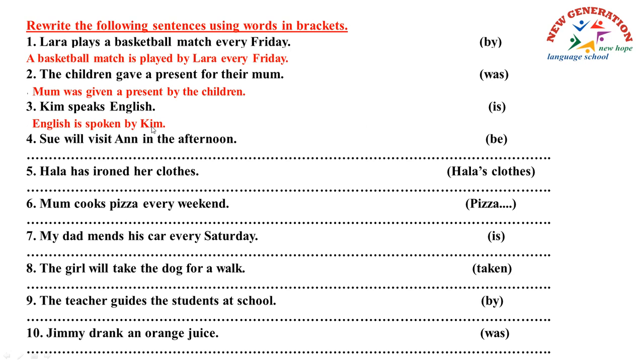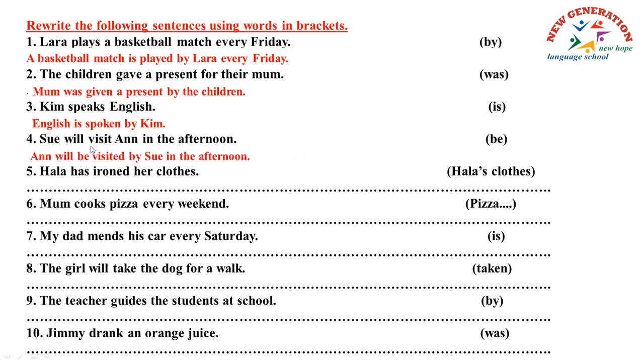Number 4. Sue will visit Anne in the afternoon. The object is Anne, which follows the main verb. Now Anne will be at the beginning of the sentence, and then will. Before I add visit, I will add verb to be here. Verb to be will come in the same form as visit, the infinitive form. So Anne will be visited by Sue in the afternoon.